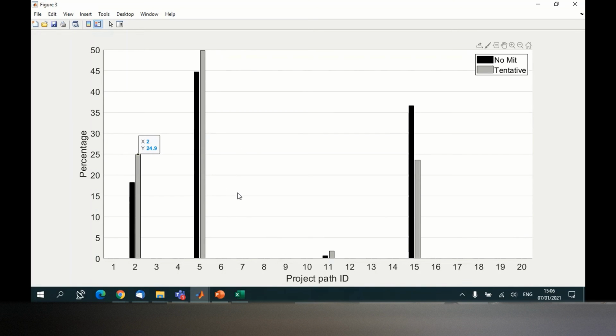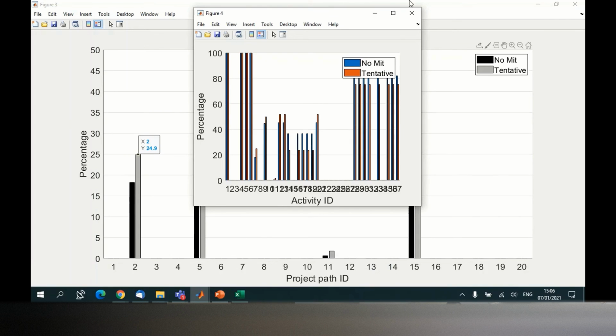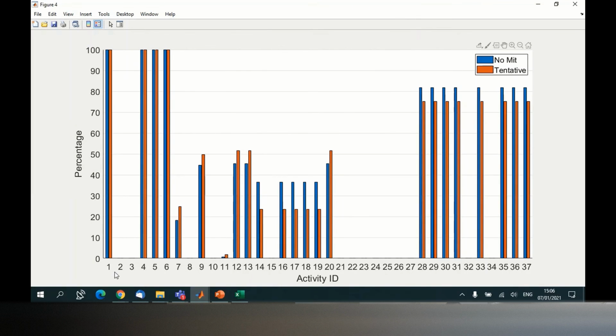But you know, on critical paths, we also have critical activities. So activities also can be critical sometimes and non-critical at other times. And this is something that the mitigation controller also provides you. So we have the activities here.